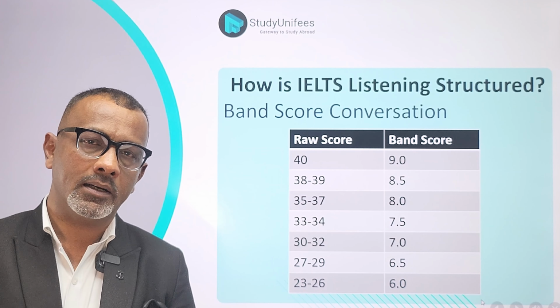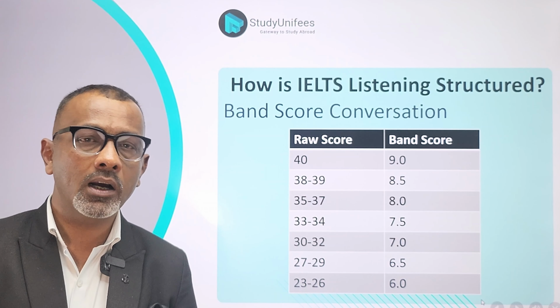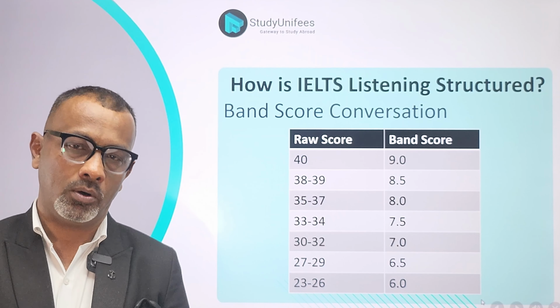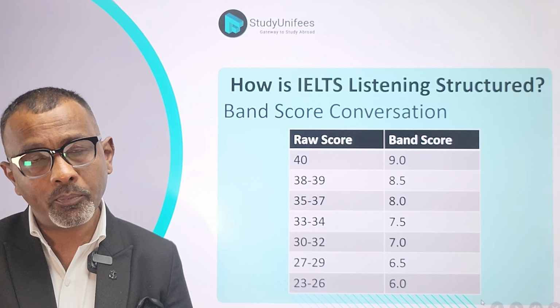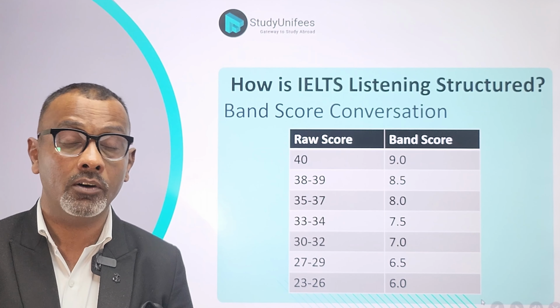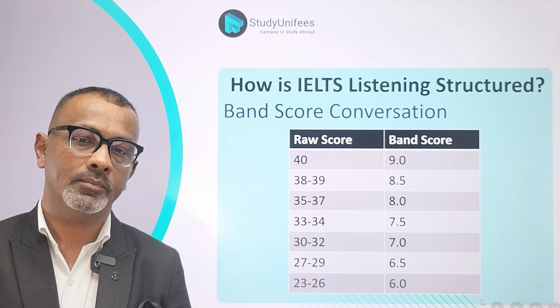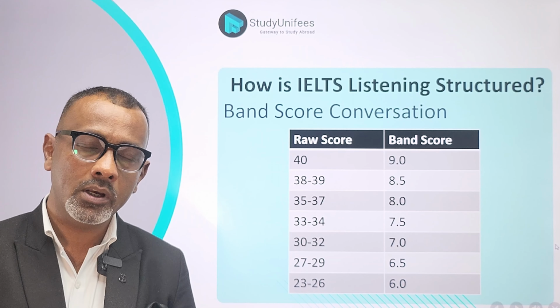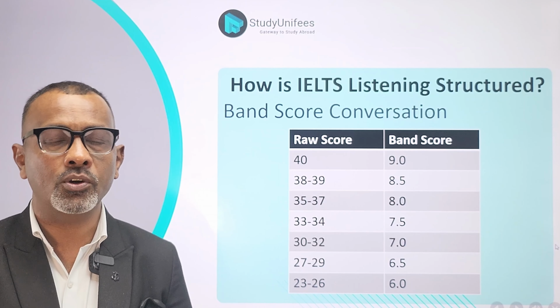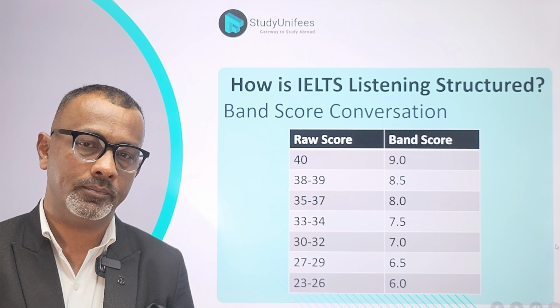Now let's understand how your raw scores are converted into your band score. If you get all the questions right, you will get a 9.0 in listening. This is, of course, the maximum score. Now, let's talk about how your raw scores are converted on a band score of 0 to 9.0.